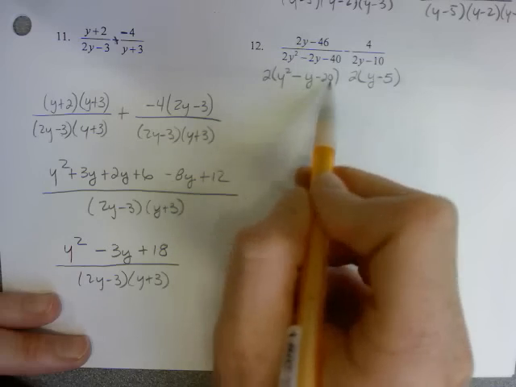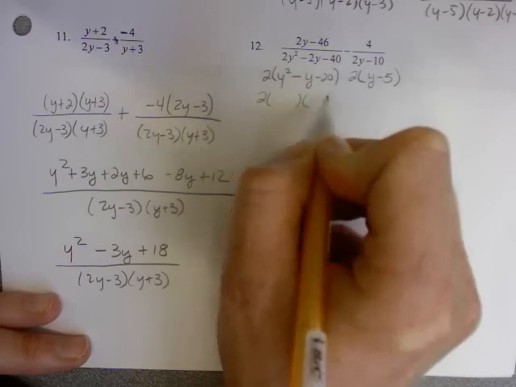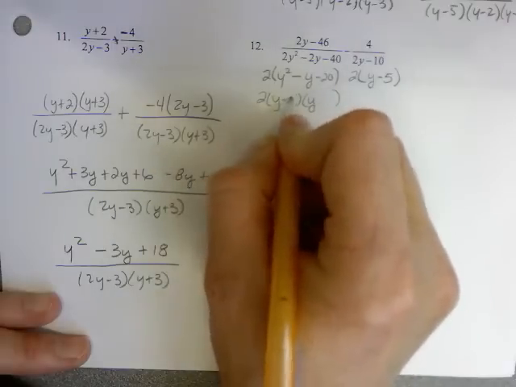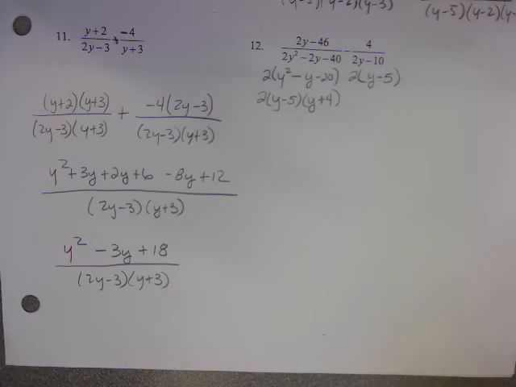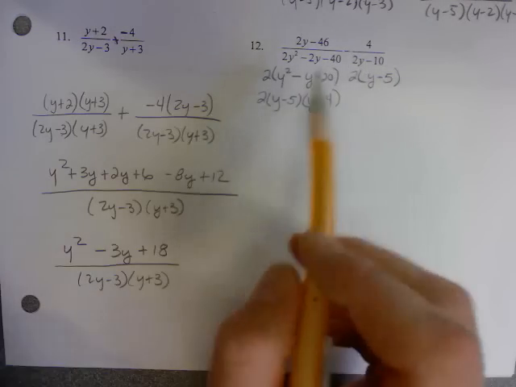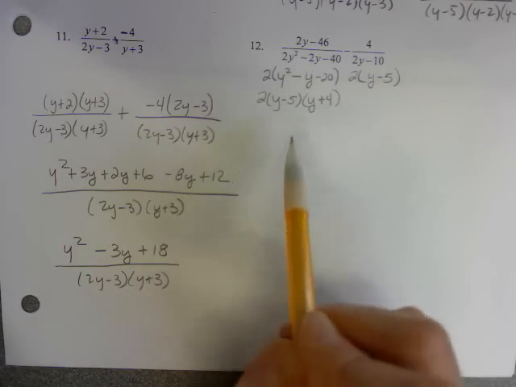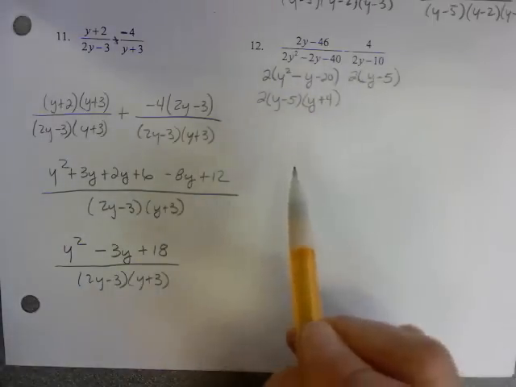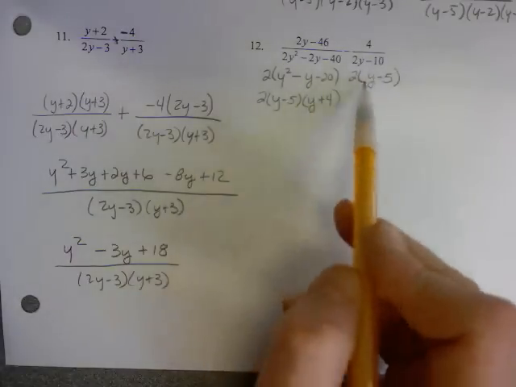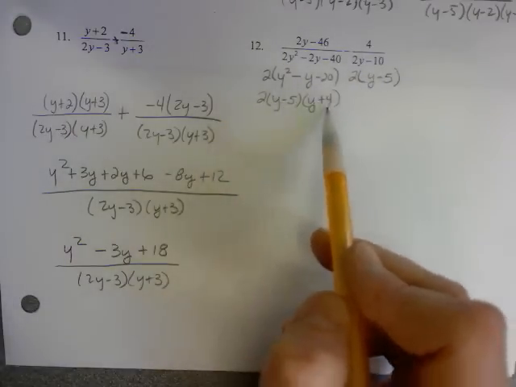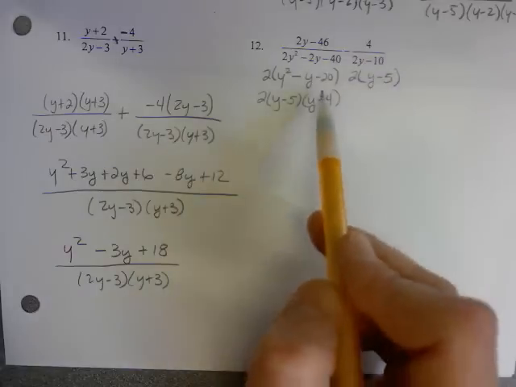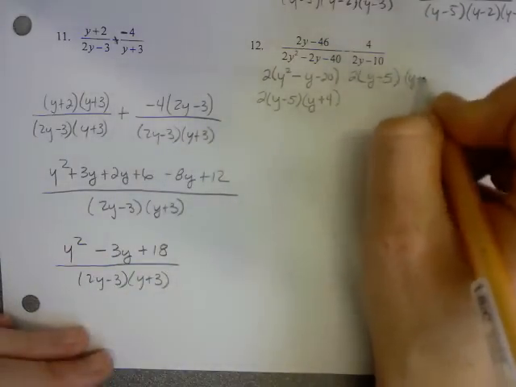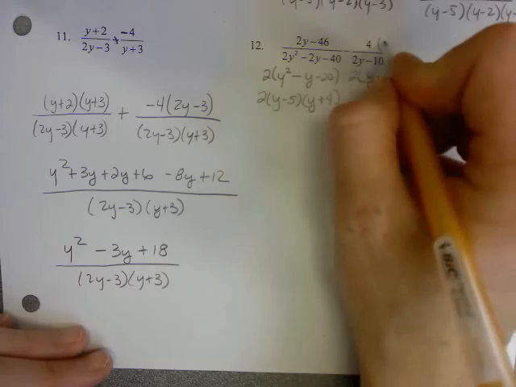And you can notice that this can be further factored because we can find factors of negative 20 that add to negative 1, which is negative 5 and positive 4. So this denominator has the factors 2, y minus 5, and y plus 4 in it. This denominator has a 2 and a y minus 5. Notice these two denominator factors are found in the first denominator, so the only thing we need to do to the second denominator is to multiply by y plus 4. So if we multiply this denominator by y plus 4, we'd have to multiply the numerator by y plus 4 as well.